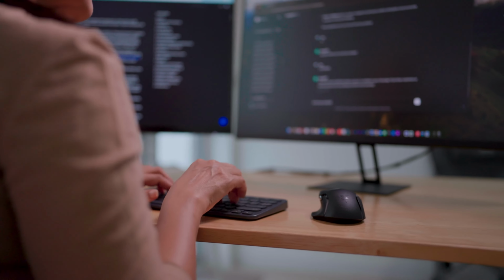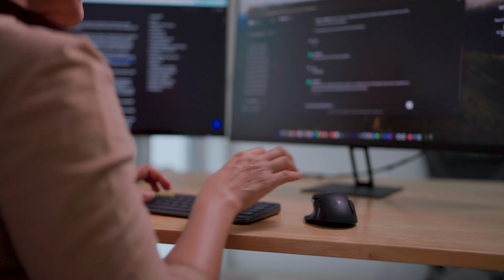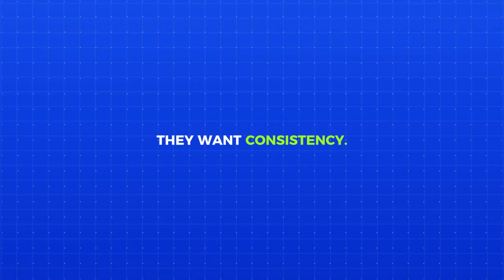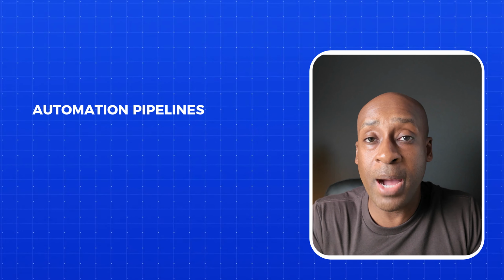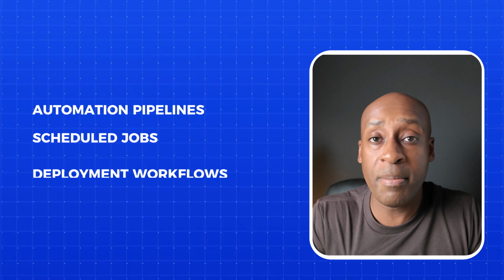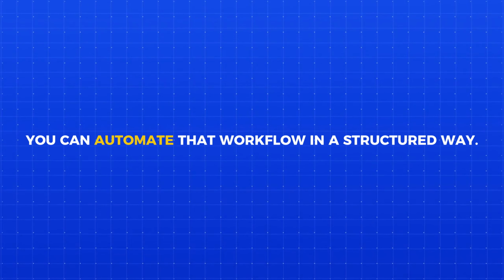The next tool is Jenkins. And this is where automation starts moving beyond individual tasks into full workflows and processes. Because in modern environments, teams don't want to manually repeat deployments and operational tasks over and over. They want consistency, and Jenkins helps automate that process. From a practical standpoint, Jenkins is commonly used for automation pipelines, scheduled jobs, deployment workflows, and system-level operational tasks. So instead of someone manually running the same processes every time, you can automate that workflow in a structured way.